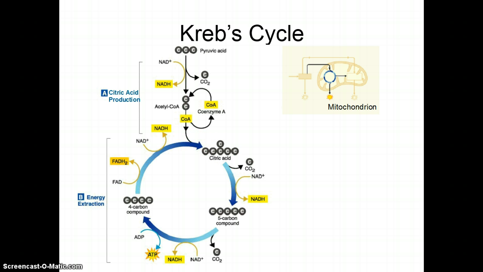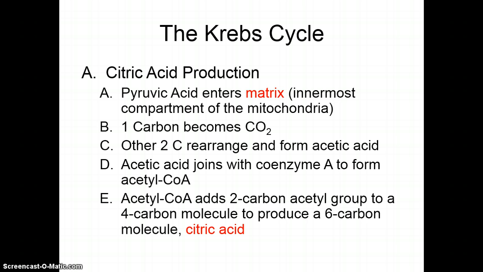So in the Krebs cycle, you have the citric acid portion, and then you have the major energy extraction portion coming up next. And again, this is all taking place in the mitochondria. So the pyruvic acid enters the matrix, which is the mitochondria. One carbon becomes carbon dioxide, and the other two carbons rearrange to form acetic acid.